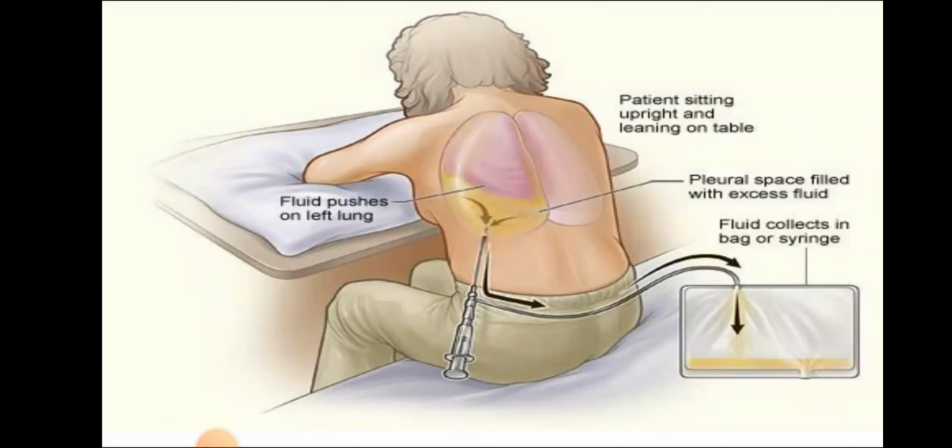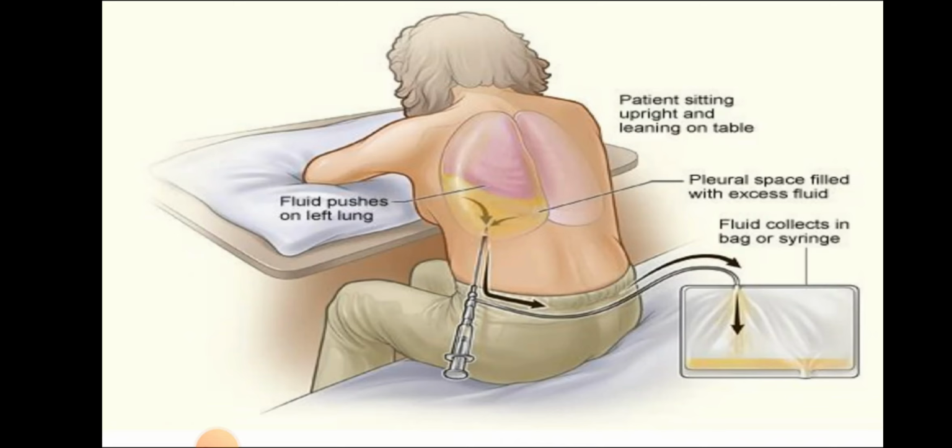And the procedure: first, the position, as you see in the image, should be sitting, leaning forward over a wooden support. The site should be the tip of the scapula at the 7th intercostal space. It should be done carefully after localization of the effusion by X-ray. After giving local anesthesia, the appropriate needle is directed just above the superior border of the lower rib of the 7th or appropriate intercostal space.